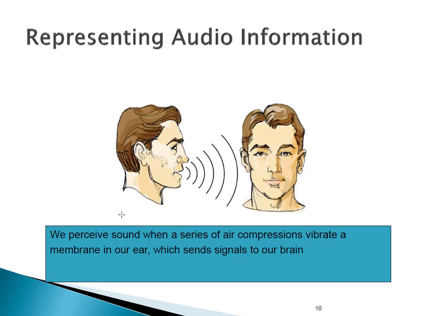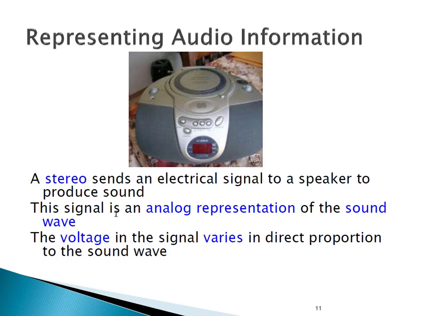All right. So a stereo, which is your CD player, sends an electrical signal to the speaker of the stereo, and that produces a sound. The signal that it sends is an analog representation of a sound wave. That means the voltage fluctuates towards the speaker, and that is what gives us different kinds of sounds. So the voltage in the signal varies in direct proportion to the sound wave. The kind of sound that you get depends on the voltage that gets received.